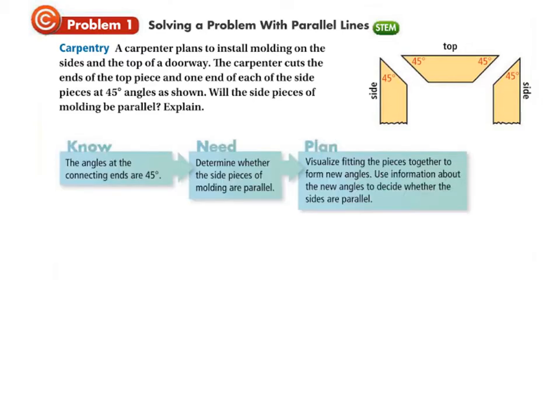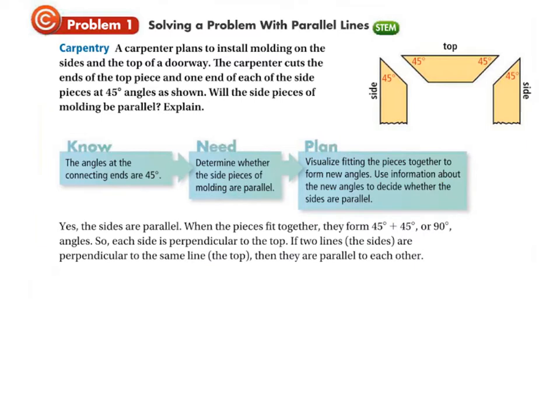Well, we know that the angles are 45 degrees, and we need to determine whether they're parallel. So what we need to do is fit them together mentally, and then what do we get as an angle here? Remember, the angle addition postulate says this is 45 and 45. So sum together 45 and 45. What's that going to sum to? As you should know, they will sum to 90. And since they sum to 90, that means that these are perpendicular. 90 here means this is perpendicular with this. Side pieces are both perpendicular with the top. And remember, if two lines are perpendicular to some other line, they're parallel to each other. Yes, the sides are parallel.